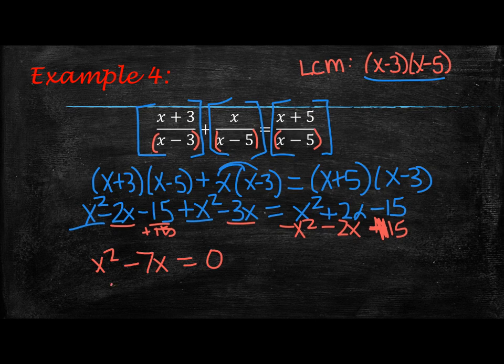Well, this is going to factor: x times x minus 7 equals 0. So that means I have two solutions, x equals 0 and x equals 7. Now you'd want to make sure that all of those are okay. 0 does not give me a denominator of 0, and 7 doesn't either, so they both check out and are okay.